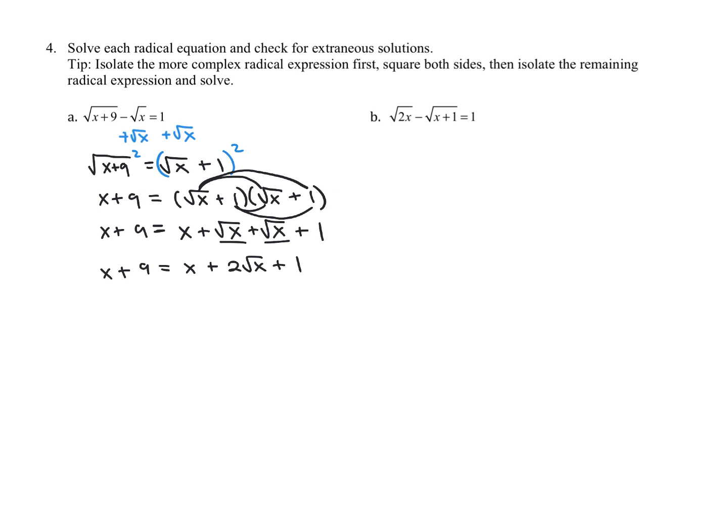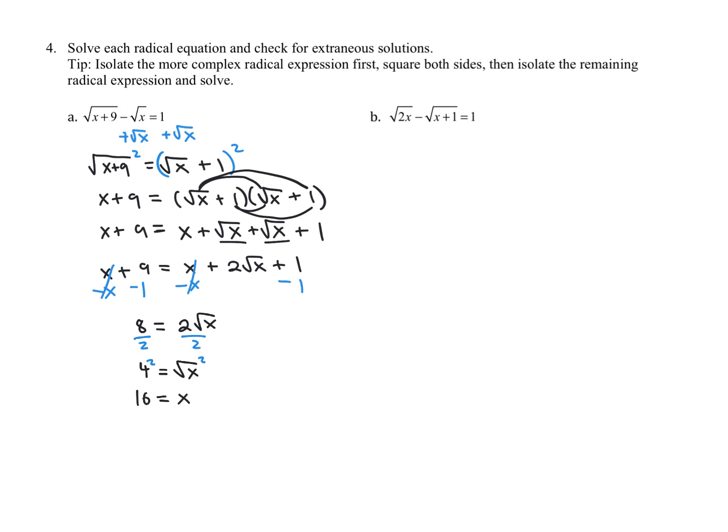Now, I want to isolate the square root that I have left, which is the square root of x. So I'm going to subtract x from both sides, which actually cancels x on both sides. And I'm going to subtract 1 from both sides, which gives me 8 equals 2 times the square root of x. Now to isolate the square root of x, I divide both sides by 2. And we get 4 equals the square root of x. Now I square both sides to cancel the square root, and we get 16 equals x.